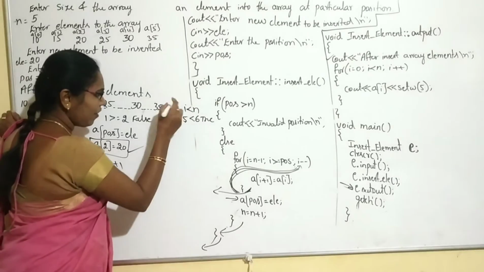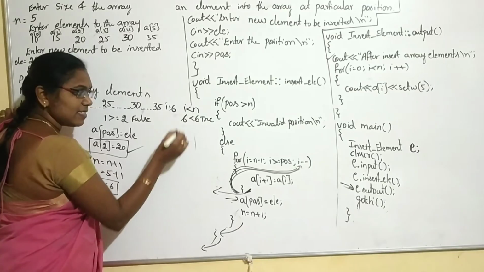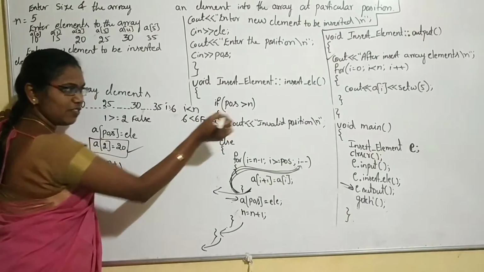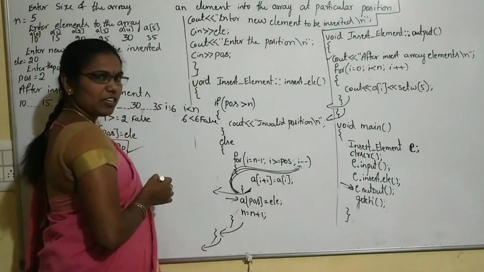The incremented value of I is 6. But here the condition is I less than n. 6 is less than 6? No, the condition is false. Once the condition is false, it will come out of the for loop and it will terminate the output function.